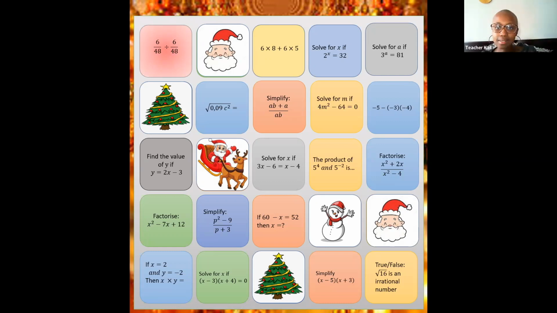Ma'am, which one is it? It is the yellow one over here that says solve for M. Burlington, this is our last holiday session. Funzo, did you find it? The one that says solve for M, if 4m squared minus 64 is equal to 0. Okay, awesome. We are 1 minute in.